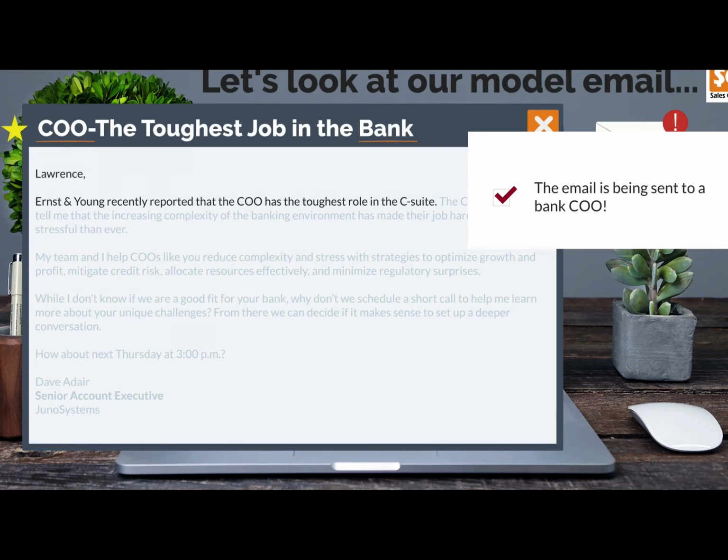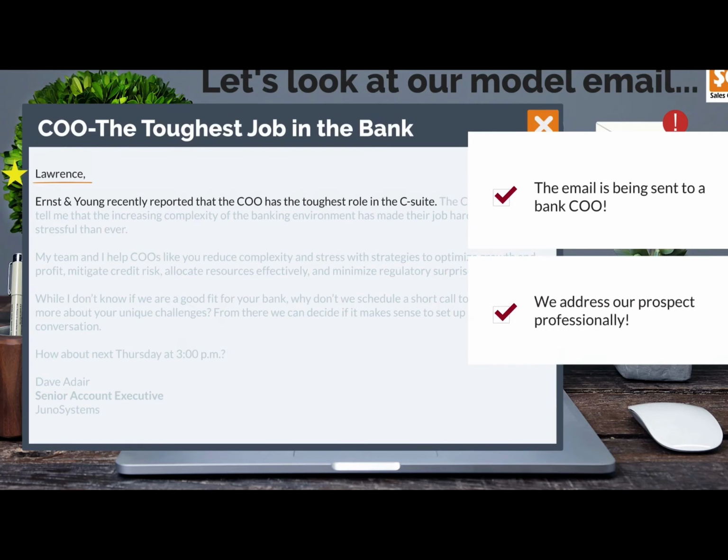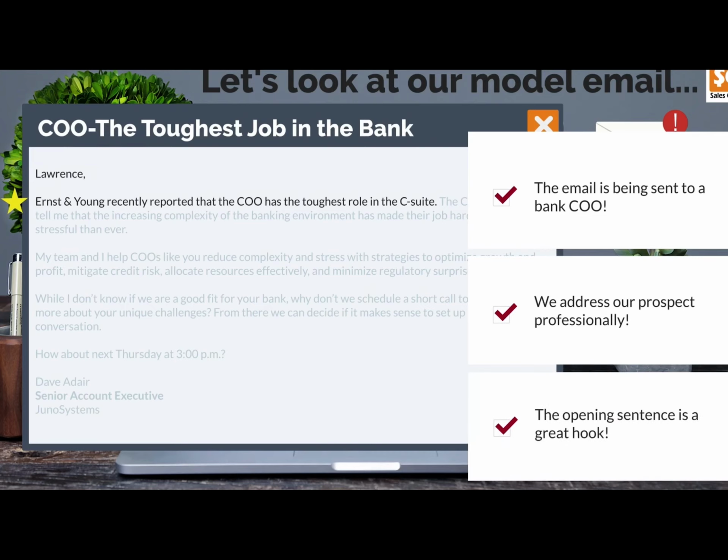That is compelling because it plays on emotions. We all believe we have the toughest job in our company. Next, we address our prospect professionally, as if he were a colleague. Finally, the opening sentence is a great hook. Using a credible source, Ernst & Young, we hook the COO by stepping into his shoes and demonstrating that we get him. The toughest role in the C-suite.